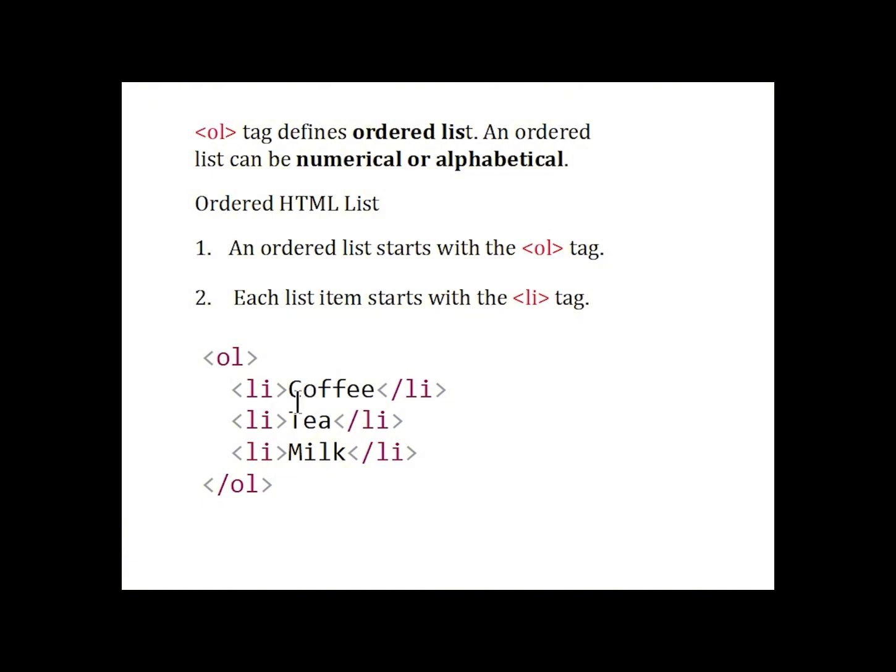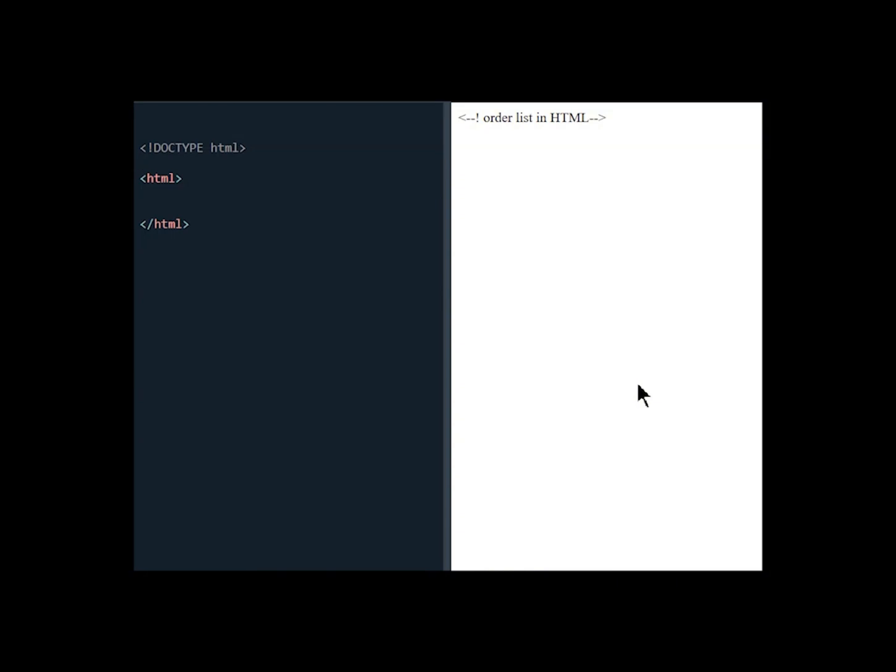If you'd like to write down three drinks names in a listed way, so OL, and of course list: coffee, list: tea, and closing, and obviously the OL starts here and closes here. So today our mission is to learn the order list of HTML code.